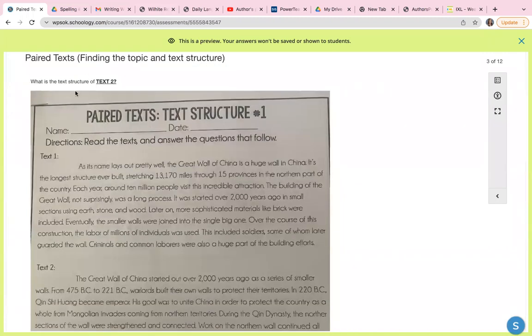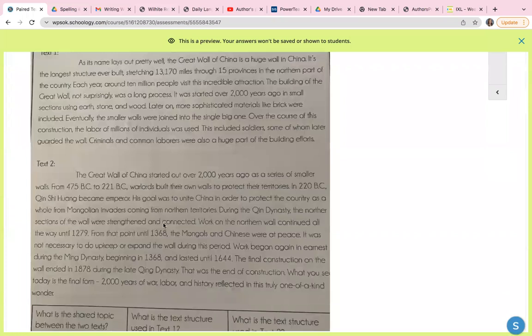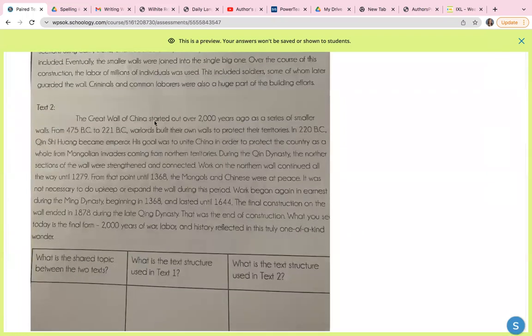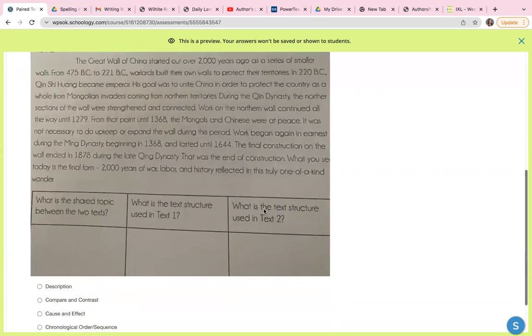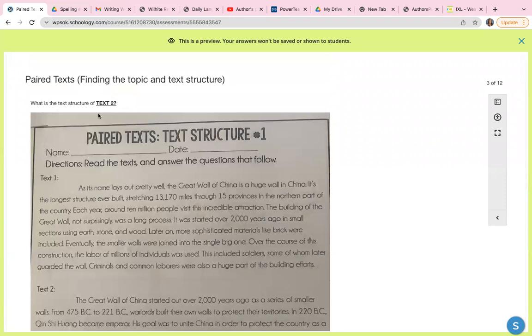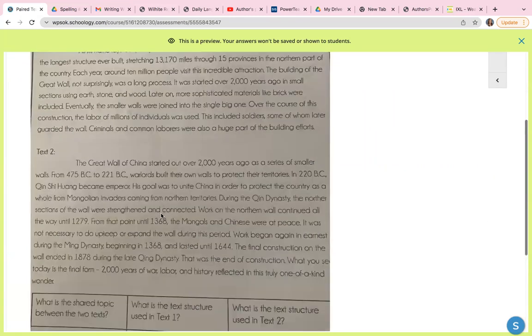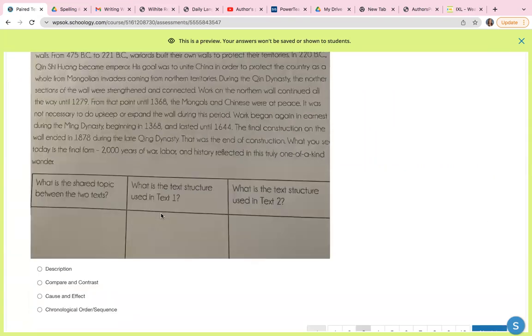Now you're going to find the text structure of this text, text two. It starts, the Great Wall of China started out over 2,000 years ago as a series of smaller walls. As you're going on, I want you to look for your keywords that we learned. We made those flip books. We've done a lot of practice for text structure. I'm going to go over that in a second, but make sure you're reading these little questions to make sure that you're answering the right questions for each text.